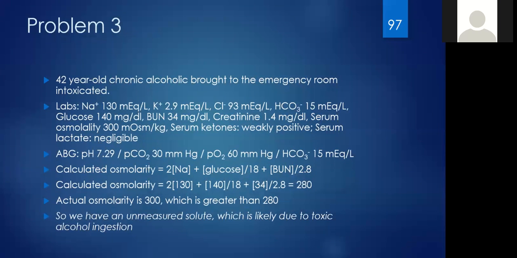So that means you have some type of unmeasured solute, which in this case is likely due to toxic alcohol ingestion. Now you can check methanol levels or salicylate levels or ethylene glycol levels. Salicylate does come back quick. Some of the alcohols will take some time. And so you need to use this tool to figure out if there's an unmeasured solute when you have an unexplained gap acidosis.